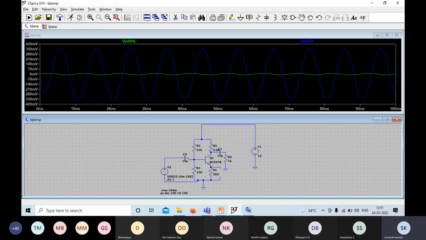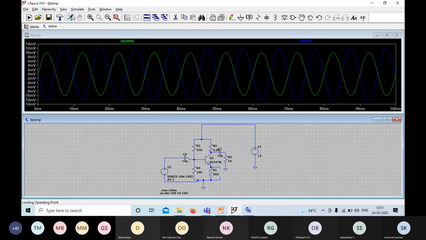So the capacitor is removed now. Does the gain increase or decrease from the waveform? Decrease. So the bypass capacitor plays an important role in the transistor amplifier. Without the bypass capacitor, you can't achieve the desired gain.